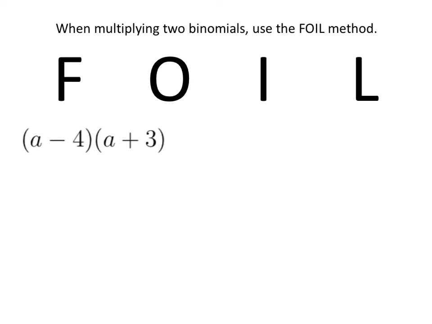When we multiply binomials, it gets a touch more complicated, but we do have an acronym to remember how to do it. It's called FOIL. Many of you might have learned this in middle school. We're just going to go over it again. FOIL stands for first, outside, inside, last. Some people say outer, inner. Doesn't really matter.